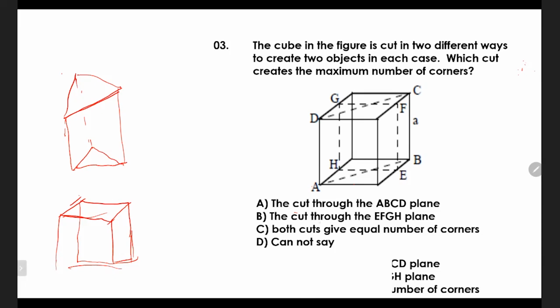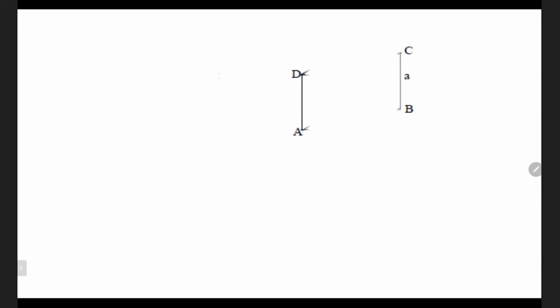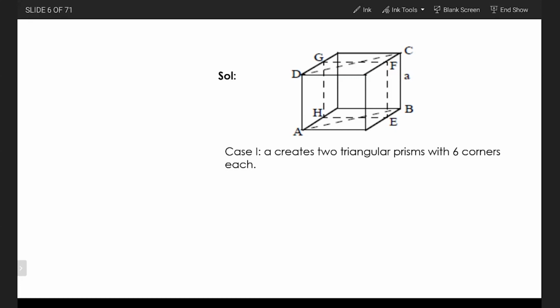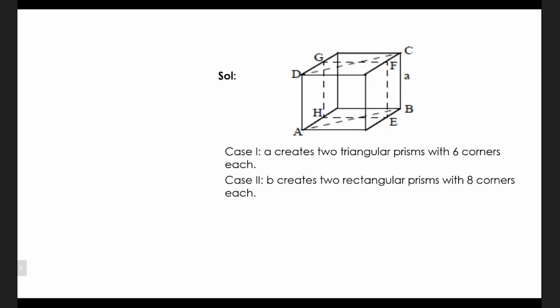He's asking which gives us more number of corners, either through ABCD or through EFGH. Both cuts give equal numbers, or cannot say. That's what I explained. If it is ABCD, it will give two triangular prisms with 6 corners each, right? Triangular means 3 into 2 sides, 6. And rectangular prisms will give you 8 corners each. If that is the case, then automatically this is more than this, right, children? Therefore, the option is B. Please note it fast, quick.